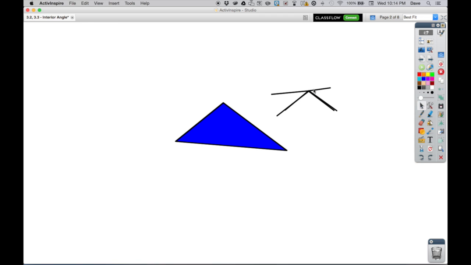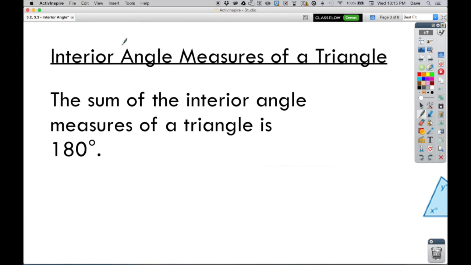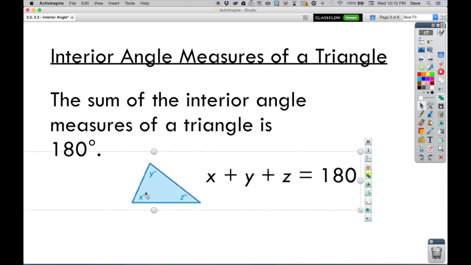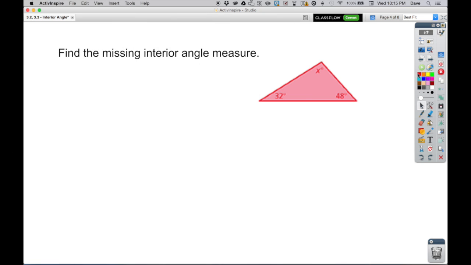Now, assume I just did a slightly better job there, but notice how this angle plus this angle plus this last angle all ended up being 180 degrees. So one of the key understandings is that the sum of the interior angle measures of a triangle is always 180 degrees. That was our basic understanding, that angle X, angle Y, angle Z, all added together will always equal 180.